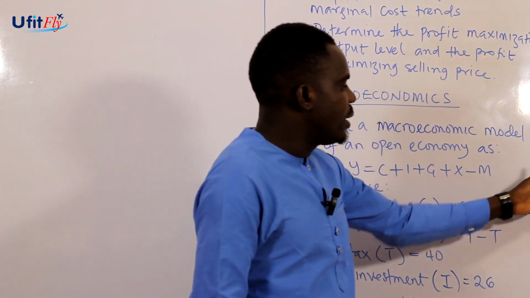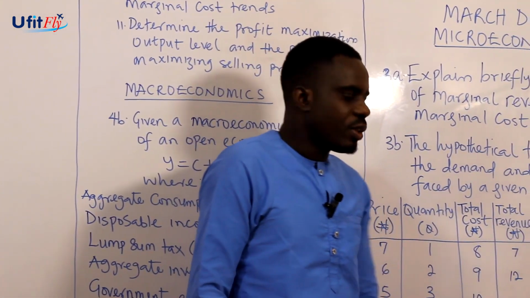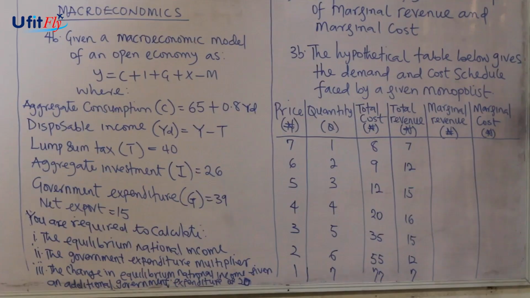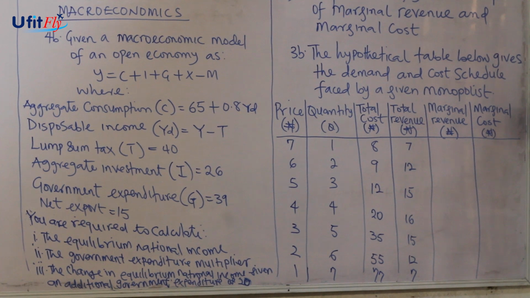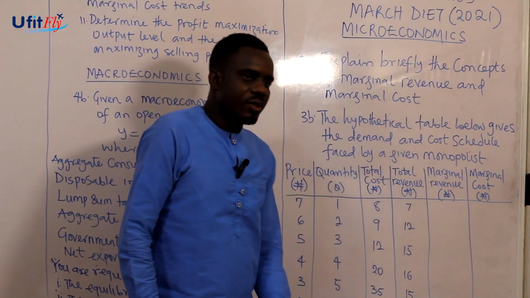Now, from the question in 3B, we have to fill in the marginal revenue and marginal cost. As shown in the table, we have the price, quantity, total cost, total revenue, marginal revenue, and marginal cost. But in the question, we have been given values for price, quantity, total cost, and total revenue, and we have to provide answers to marginal revenue and marginal cost.